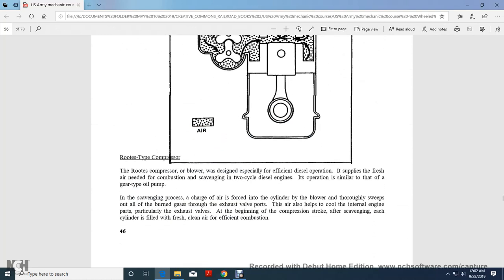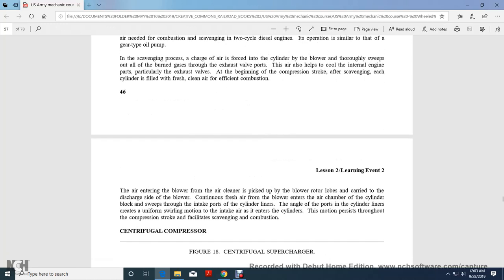Roots supercharging. The Roots blower was designed especially for efficient direct diesel operation, supplying the fresh air needed for combustion and scavenging in the two-cycle diesel engine, operating similar to a gear-type oil pump. In the scavenging process, the air chamber with the air forced into the cylinders by the blower thoroughly sweeps all burned gases out through the exhaust valve ports. The air also helps cool the internal engine power parts and exhaust valves. At the beginning of the compression stroke, after scavenging, each cylinder is filled with fresh, clean air for efficient combustion.